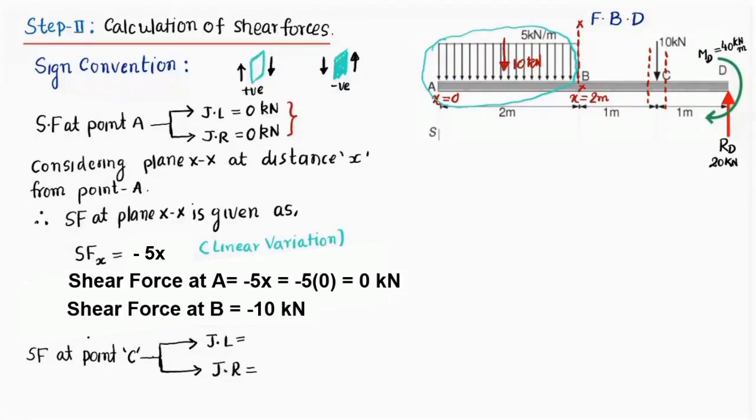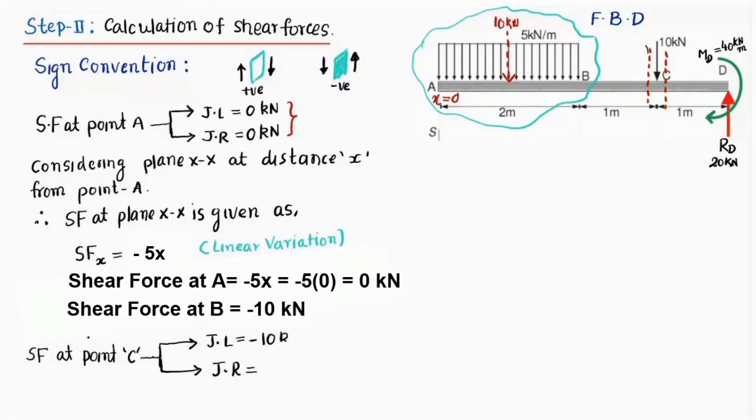So when you take just left of the point C, it means your plane is here. So here the shear force will be caused by, friends, all this uniformly distributed load, and that value is nothing but 5 into 2, that is 10. So obviously for this particular plane, this much force is causing the shear force. That value is going to be 10 kilonewton acting downward, and if you have a plane and the force is acting downward in the left hand side of the plane, it is taken as negative. So by this sign convention, it is going to be minus 10 kilonewton.